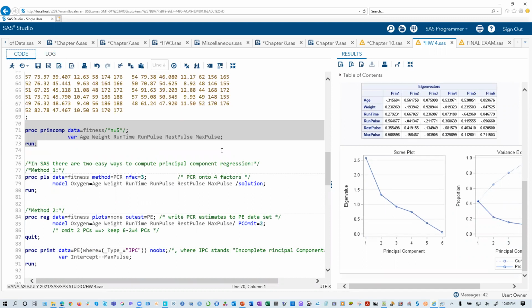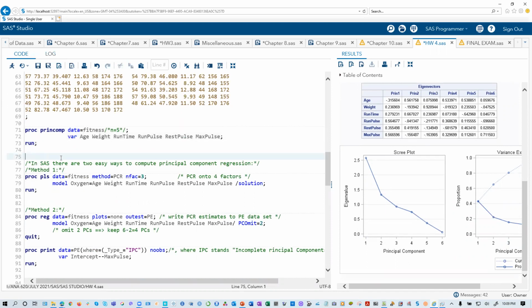The principal component regression. Now we're gonna try to do this. It says that there are 2 easy ways to compute principal component regression. Method 1 is the PLS. PLS stands for partial least square. Okay. PLS, partial least square procedure. Can remember. Procedure.